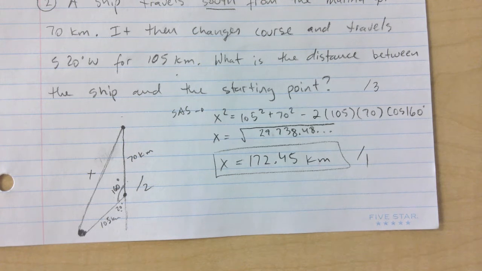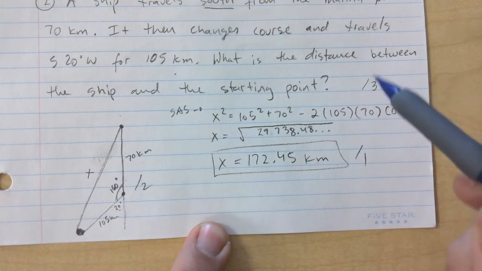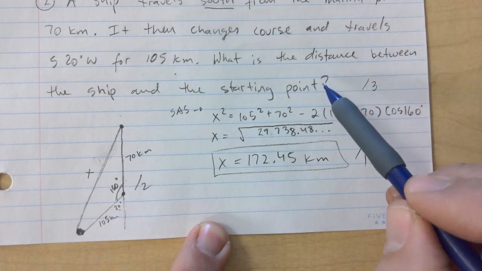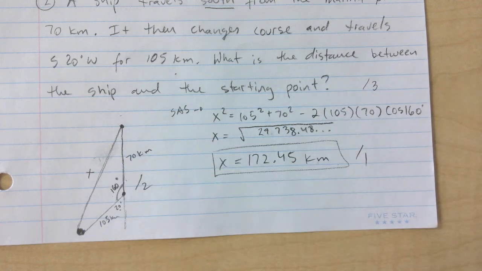Keep in mind, read carefully. It could be what's the total distance traveled, what's the distance between... just watch for those little things that could make a difference, and always ask, did I actually answer the question? Distance between the ship and the starting point is exactly what I just found.